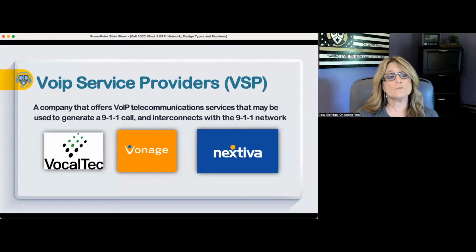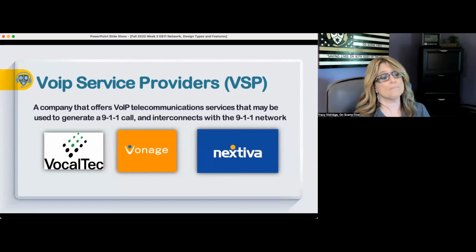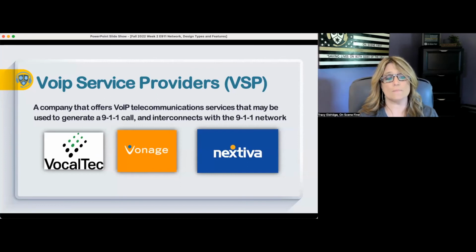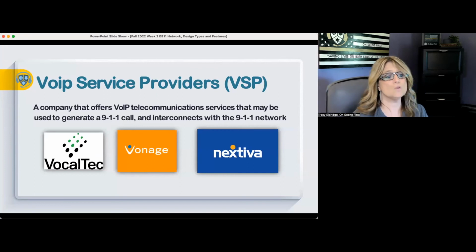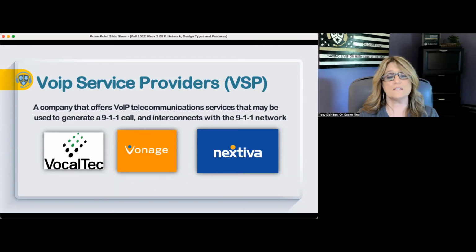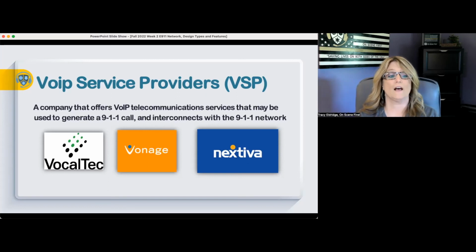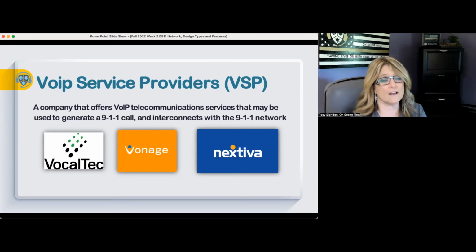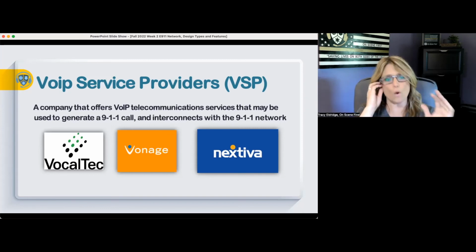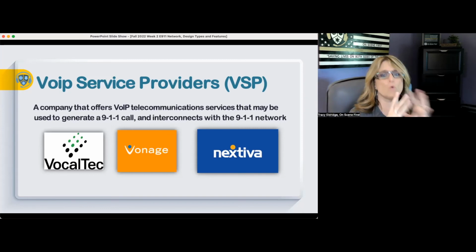Some of your VoIP service providers, as we mentioned, it's a company that offers VoIP telecommunication services that may be used to generate that 911 call. So these are some of them. The first one was actually Vocaltech. I thought the first one was Vonage, but I was mistaken. Then we have Vonage and then Nextiva, and there's so many others. But these are true VoIP phone providers.